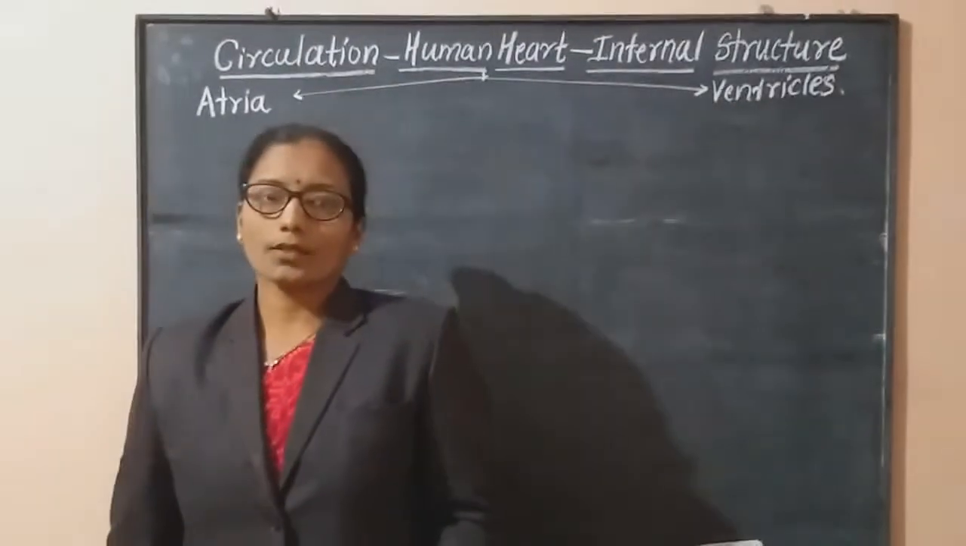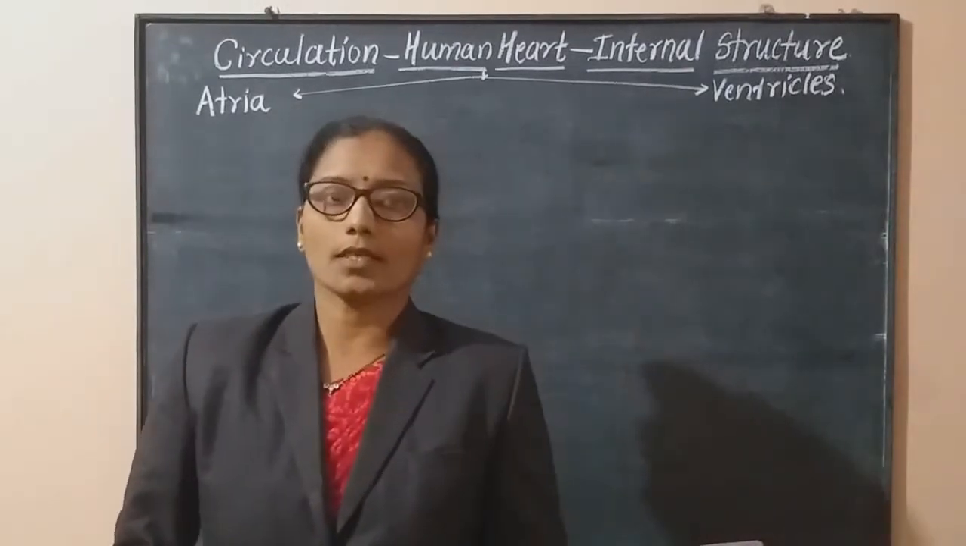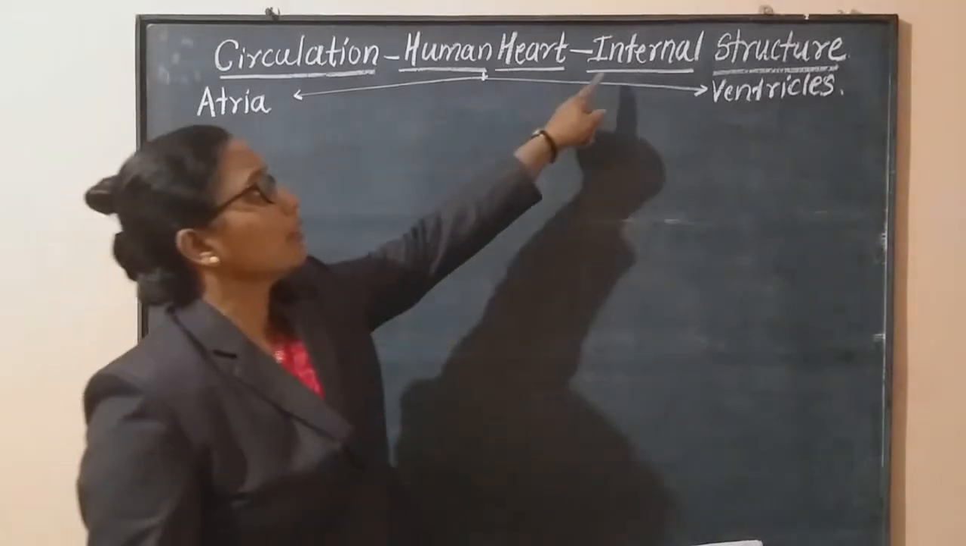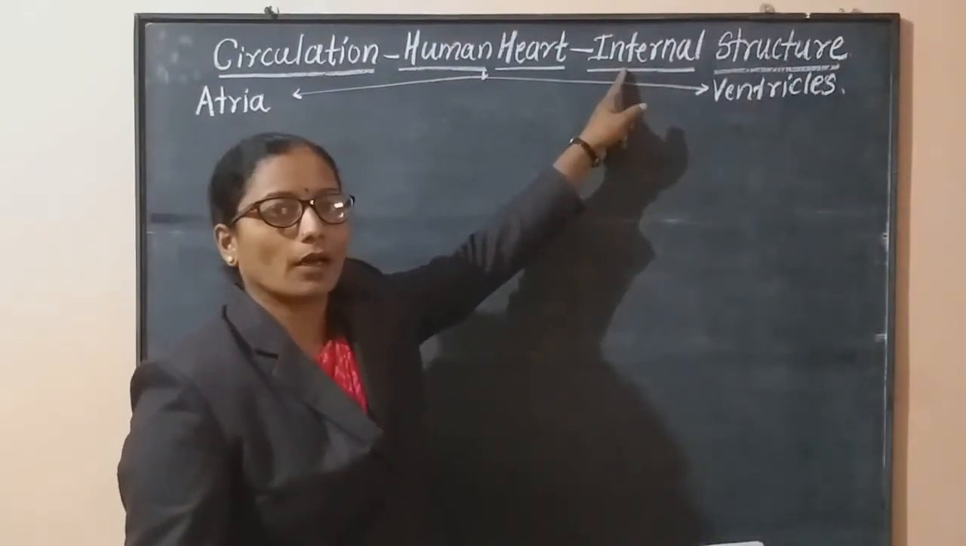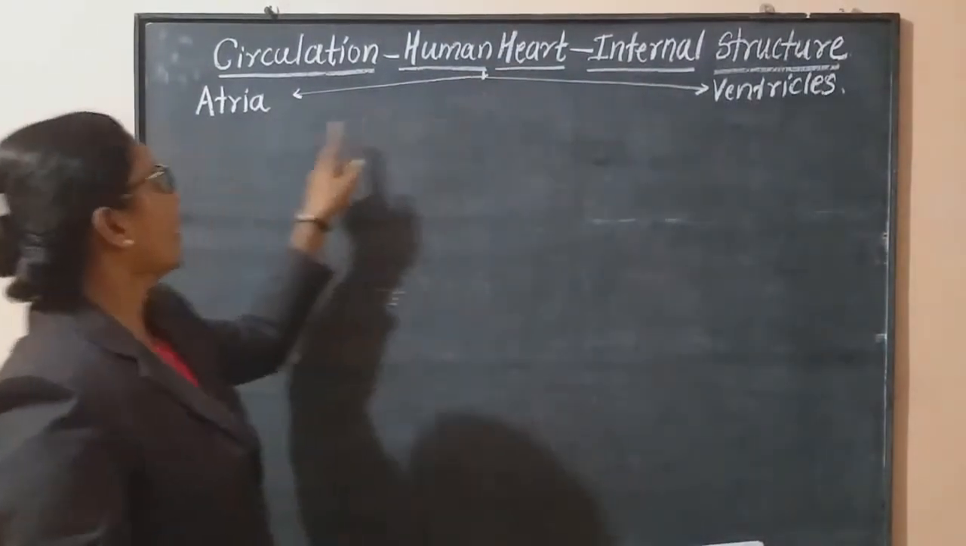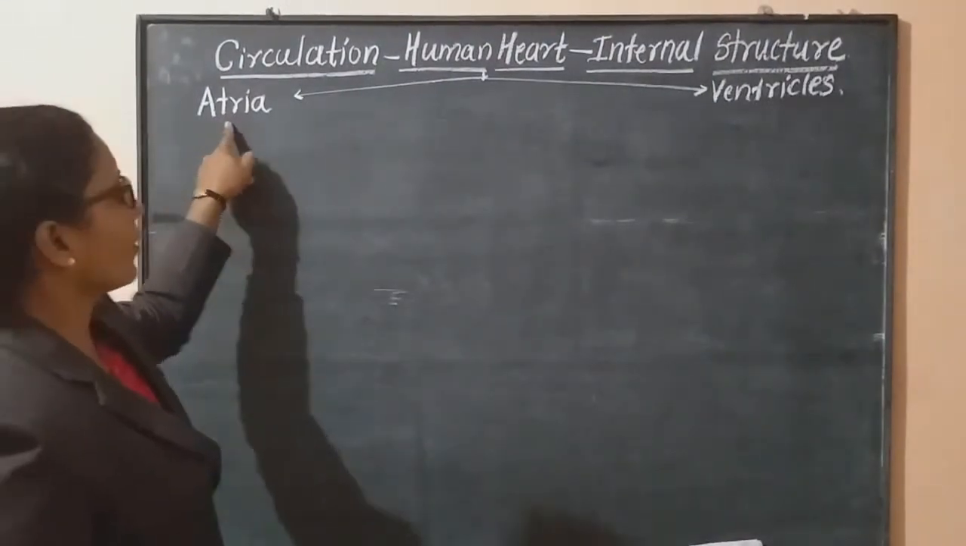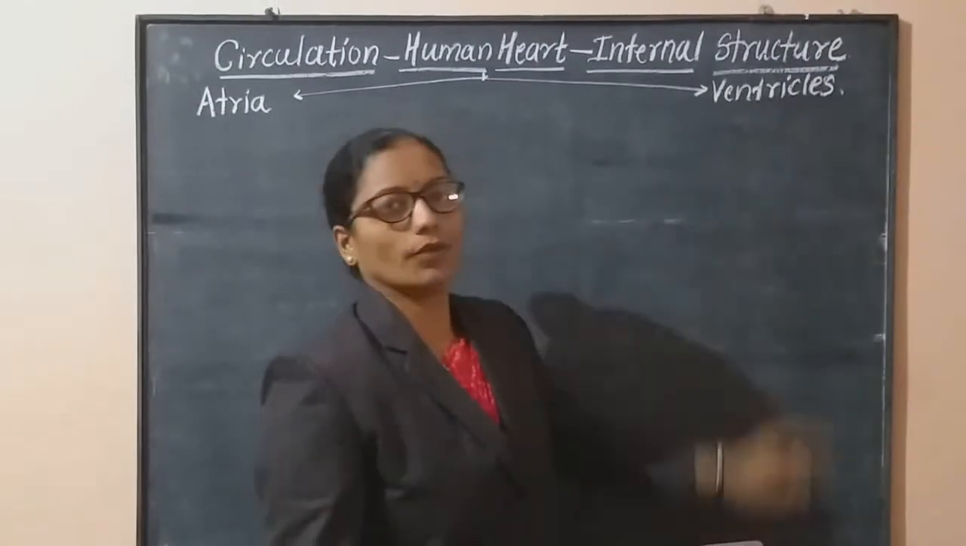In the last lecture, we studied the external structure of the human heart. Now in this lecture, we are going to study the internal structure of the human heart. The human heart is divided into four chambers, of which two are the atria and two are the ventricles.